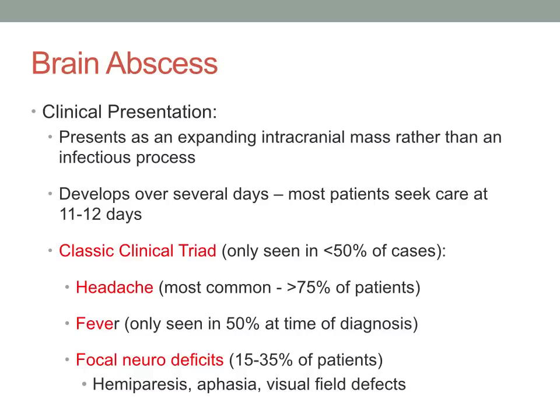Here is the classic clinical triad. Ironically, only seen in less than 50% of cases. Headache is the most common symptom, which makes sense because you've got this big pocket of pus pushing on your brain, so you're going to have a headache. Fever is only seen in 50% of the diagnoses. Why? Because it's a focal infection in the brain. It's not this huge diffuse infection like encephalitis. It's a focal bacterial infection.